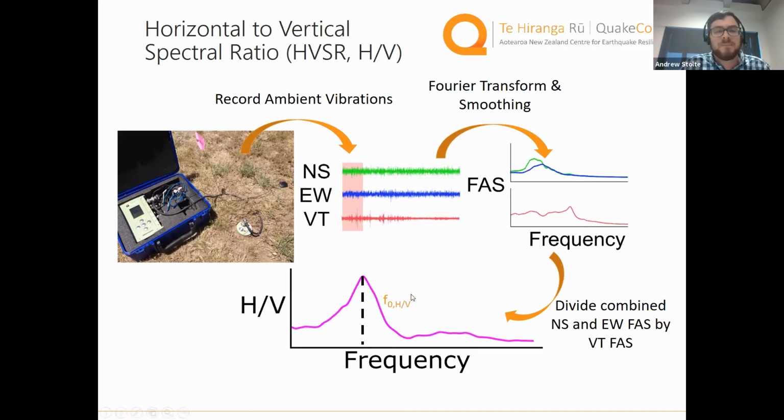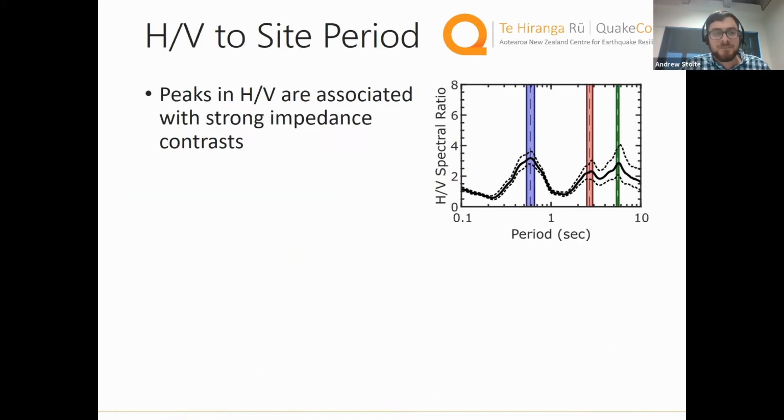So we repeat this process for multiple time windows in our ambient recordings, and we get an H/V curve for our site. What's great about this test is we can place a sensor, test for maybe 2 hours, pick it up, move, and go to another site. So this lets us rapidly characterize a sedimentary basin.